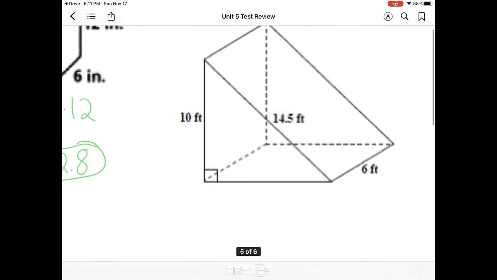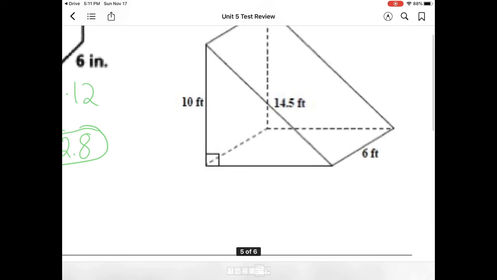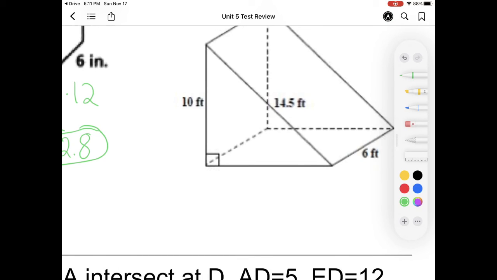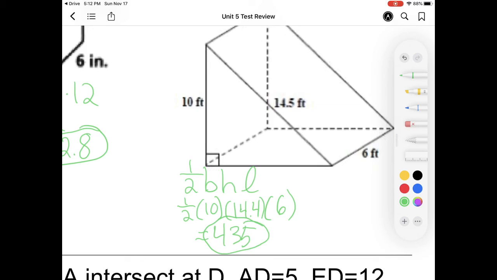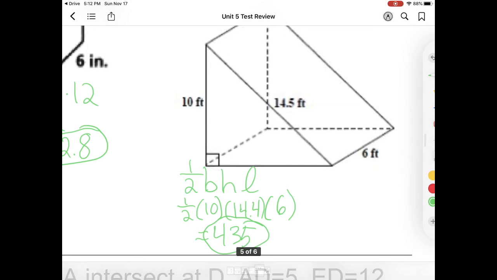And then lastly, number 4, we're given this rectangular prism. The formula for volume of a rectangular prism is 1/2 base times height times length. If you substitute all the values in, you have 1/2, 10 times 14.5 times length, which is 6. Again, it's multiplication, so it doesn't matter which order you put it in. But when you put it in, you get 435, and that will be your volume.